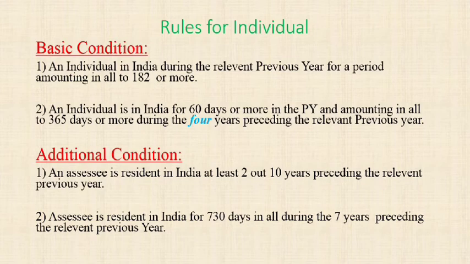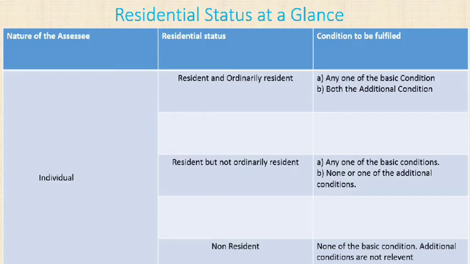Now you all have got an idea what the basic condition is and what the additional condition is. Residential status at a glance. If an individual wants to know his residential status, the conditions are most important, both the basic condition and the additional condition. Now let's see what conditions he has to fulfill, one by one.